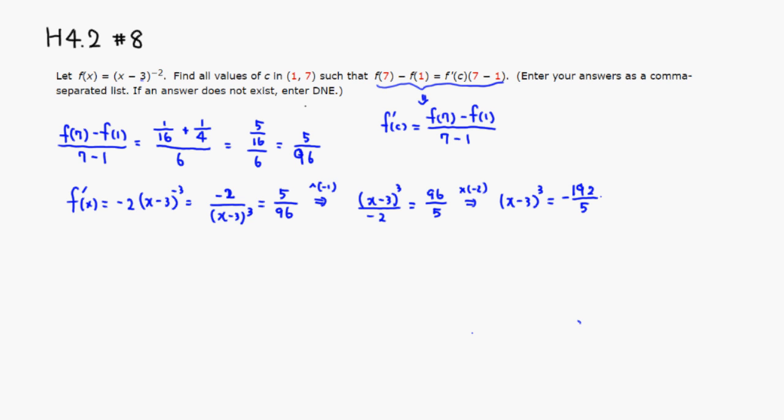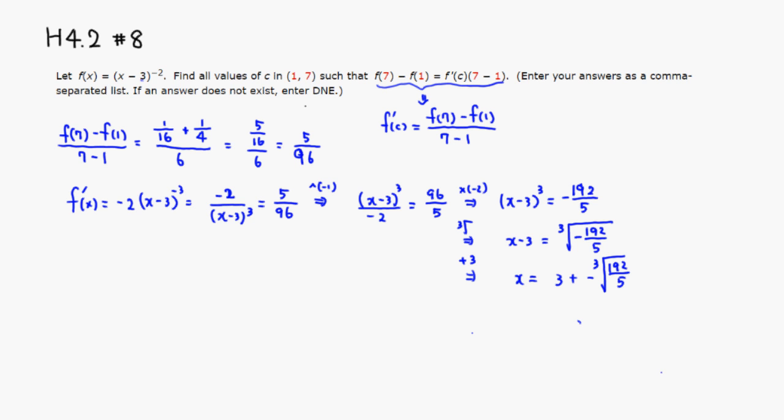Then take the cube root of both sides. We have x minus 3 is equal to the cube root of negative 192 over 5. That's going to be a negative number, and then we want to add 3 to both sides. We get x is equal to 3 plus the cube root of negative 192 over 5.